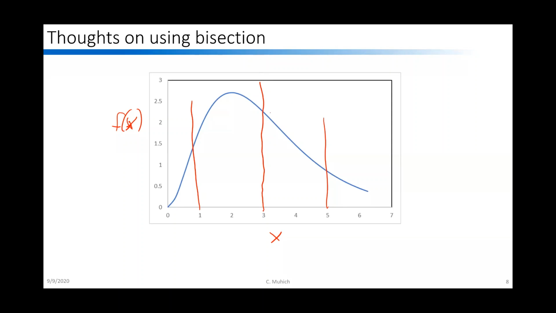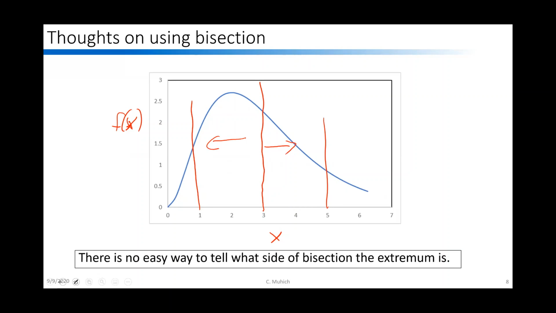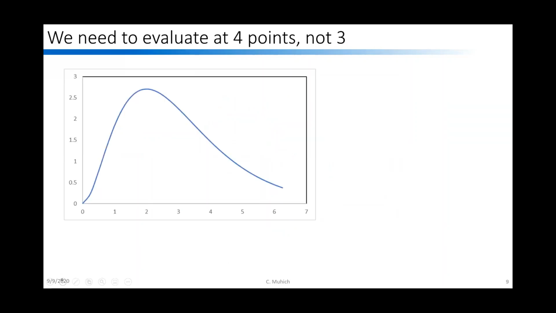However, the problem is, if we only use these 3 points, we don't know whether the extreme is on this left side or on the right side. Right? We just don't have enough information using bisection. What we need is a 4th point. So with only 3 points, there's no easy way to tell which side of bisection the extrema is on. So we need to move to a new method.